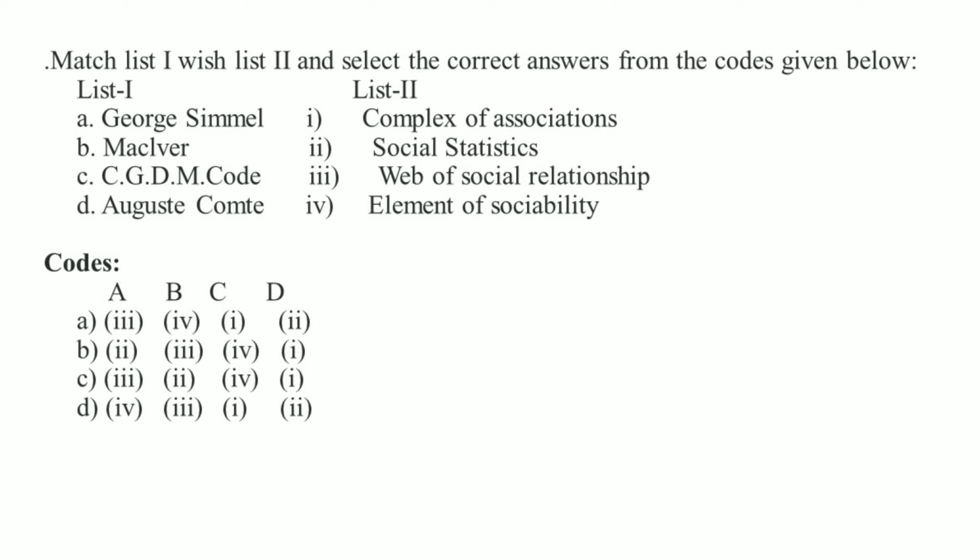Next question, match list 1 with list 2 and select the correct answer from the code given below. In list 1, first option is Georg Simmel. From list 2, the matching option for Simmel is option 4, elements of sociability. And second one, MacIver, right answer from list 2 is web of social relationship. And option C, from list 2 is complex of associations. Last one, Auguste Comte, from list 2, the right option is social statistics. So from the code, right answer is option D.